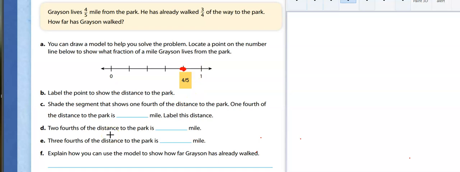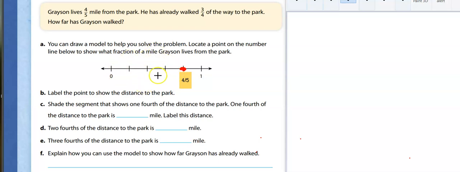So C says shade the segment that shows 1/4 of the distance to the park. 1/4 of the distance is what part of the mile? And we're going to label this distance. So we know that his house is 4/5 of a mile from the park. So we're going to see how many equal parts 4/5 is broken into. It is broken into 1, 2, 3, 4 equal parts. So again, the distance from his house to the park is 4/5 and is broken into 4 equal parts. So now it says, what would 1/4 of the distance to the park be?